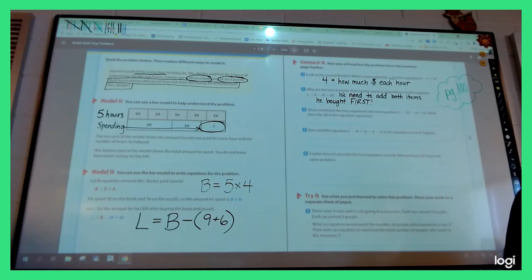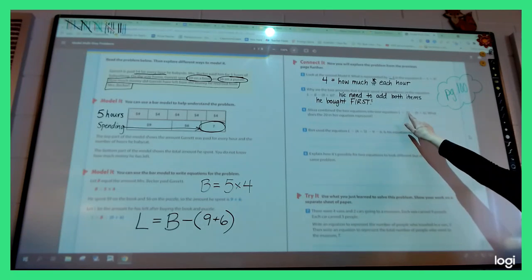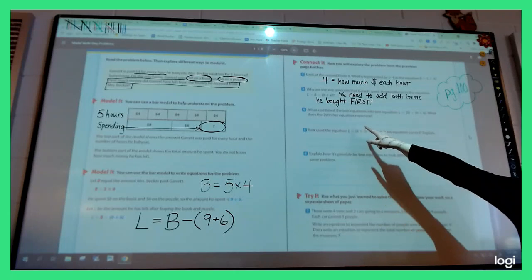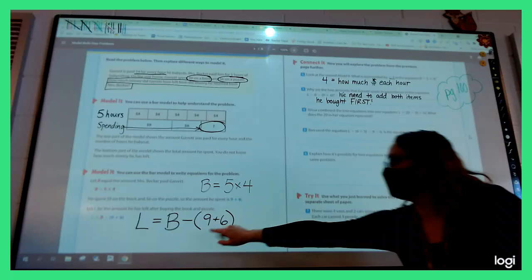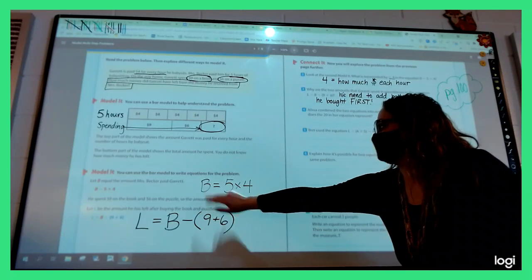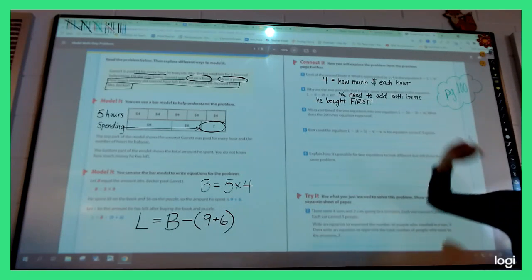Okay, so Alyssa combined the two equations into one equation, which is the one we had down here on the bottom: L equals 20 minus (9 plus 6). Now we already talked about this a little bit, but what does the 20 in that equation represent? And if you're forgetting, look back over here. Remember we have a B that stands for the amount that Mrs. Becker paid Garrett. So what does the 20 in this equation represent?